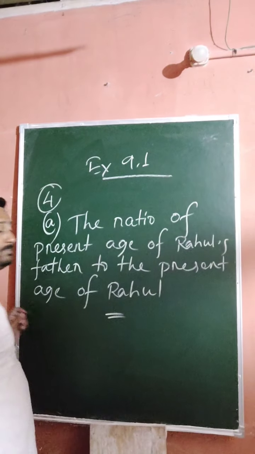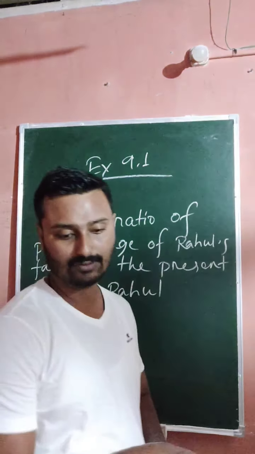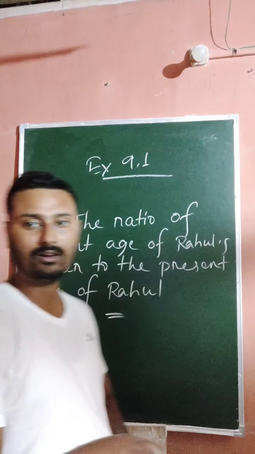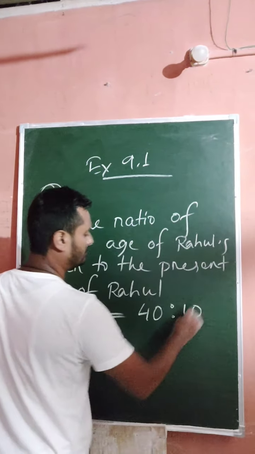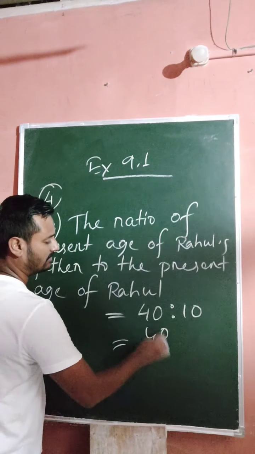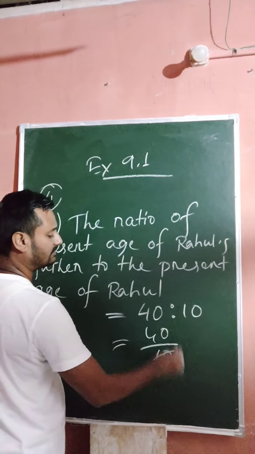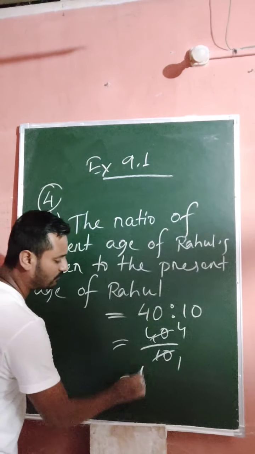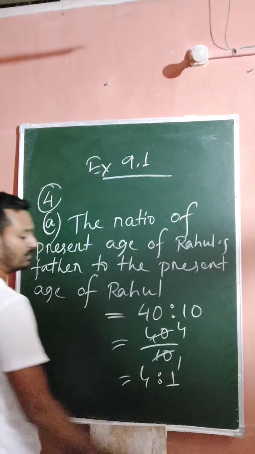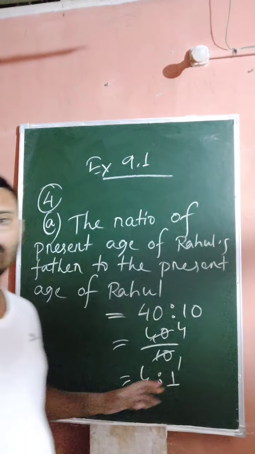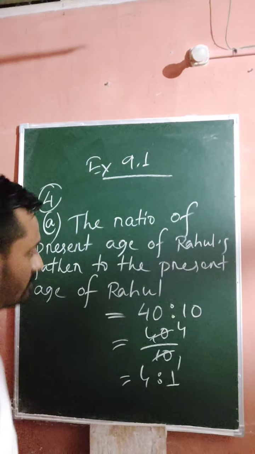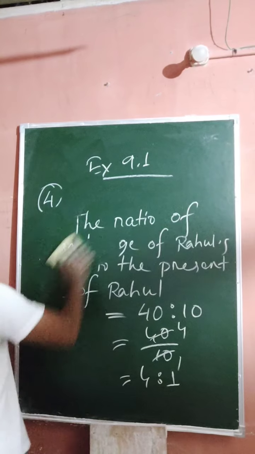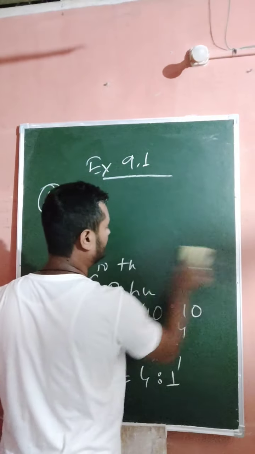So we already found that the present age of Rahul's father is 40, and the present age of Rahul is 10. So 40 is to 10, that is 40 by 10. It is 4 by 1. That means 4 is to 1. So 4 is to 1 is the ratio of the present age of Rahul's father to the present age of Rahul. Okay, so now come to question B.